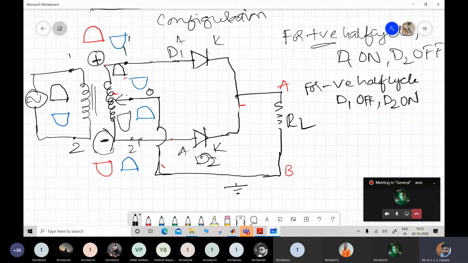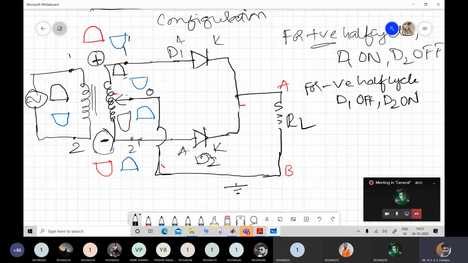Why is it in on condition? For the diode D1, the anode is having negative voltage, so your anode is at lower voltage than your cathode, whereas for diode D2, the anode will be at higher voltage compared to the cathode, because now you are having the positive half cycle for diode D2. Okay, so now current will flow again from the transformer.